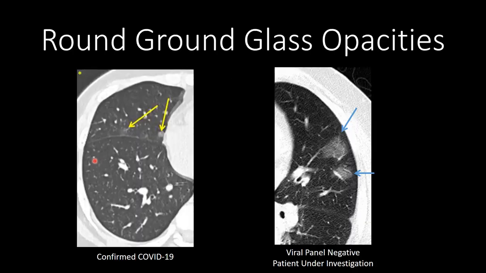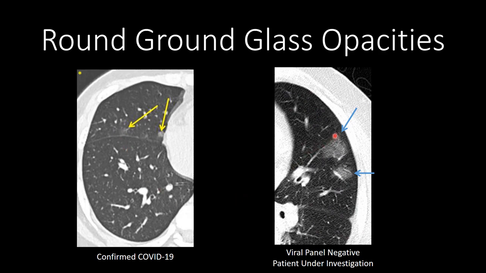All right, so let's get to some cases of COVID-19. Here we have a case courtesy of Adam Bernheim at Mount Sinai showing early ground glass opacities. These are small, ill-defined ground glass opacities with a rounded configuration.